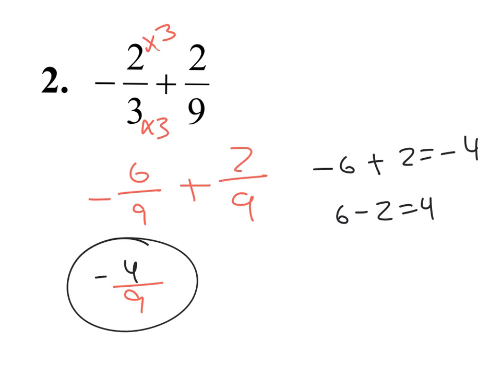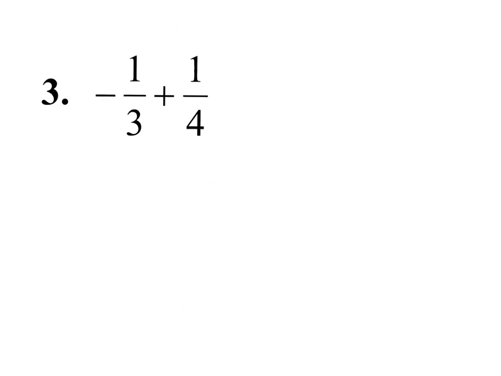Okay, there we go. Number 3. On number 3, we've got negative 1/3 plus 1/4. So again, what's my common denominator? My common denominator is 12. So I'm going to convert both of these fractions so they have a denominator of 12. Let me erase that 4 because that's not true. It's supposed to be 12. So what do I multiply 3 by to get 12? I multiply it by 4.